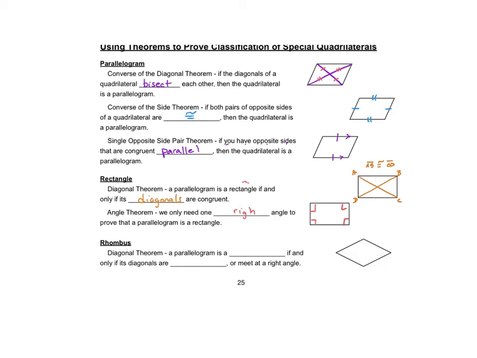Now for a rhombus, the diagonal theorem says a parallelogram is a rhombus if and only if the diagonals are perpendicular.